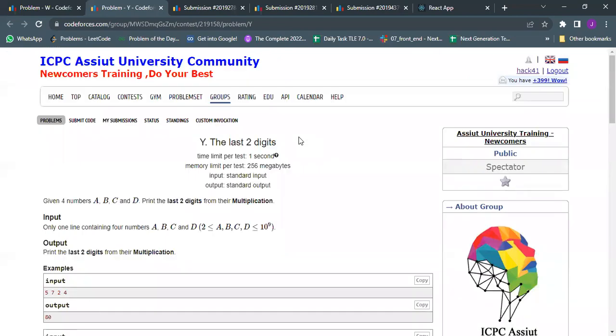Last 2 digits. I think many students have a problem in this problem, right? So how many of you are able to solve this? Add +1 in the chat. And if you are not able to, -1. I can see -1 here.